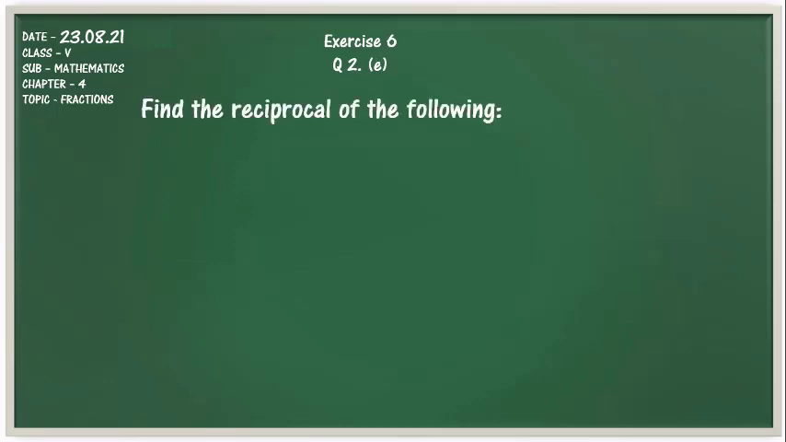Exercise 6, question number 2, E. Find the reciprocal of the following. The number is 6. We can convert 6 into a fraction and we can write 6 as 6 upon 1. So, the reciprocal of 6 upon 1 will be 1 upon 6. And here 1 upon 6 is our answer.